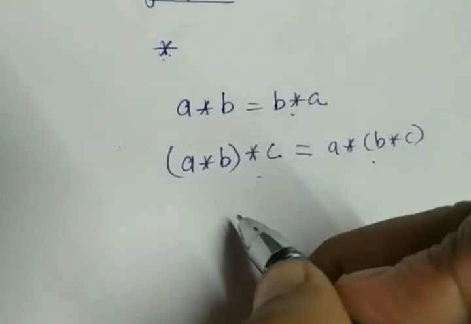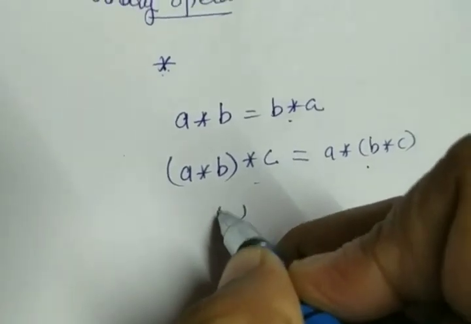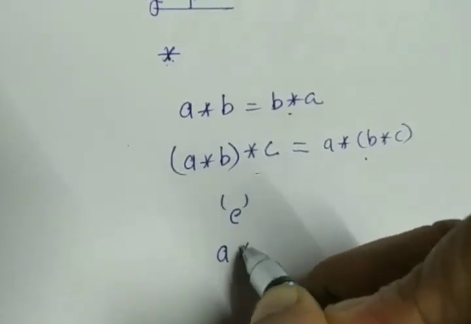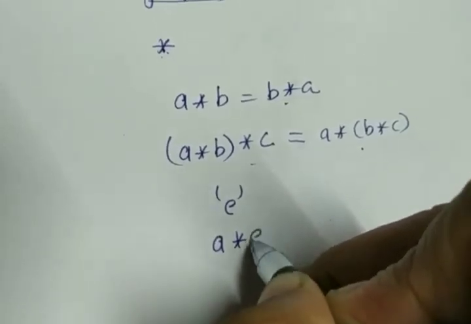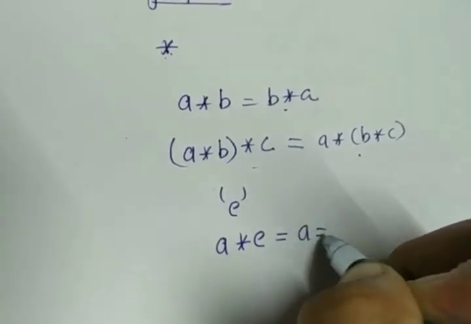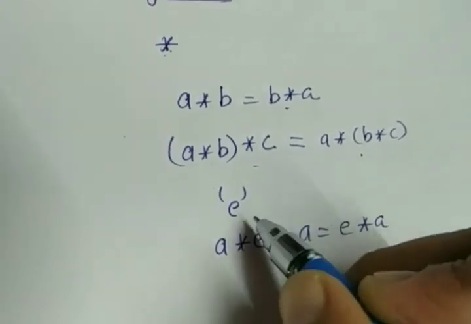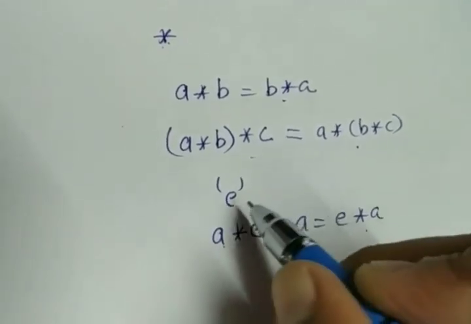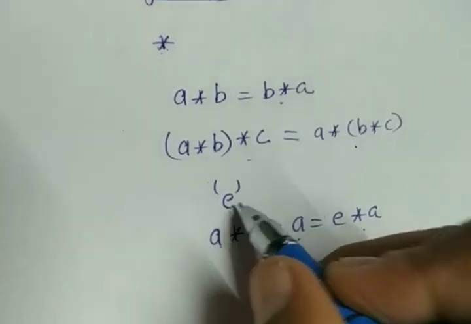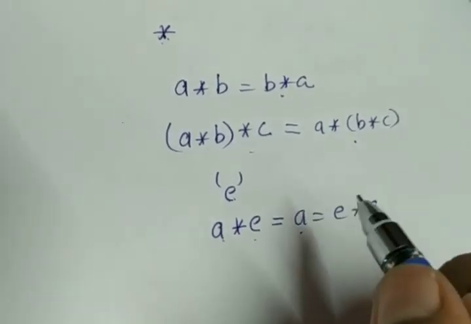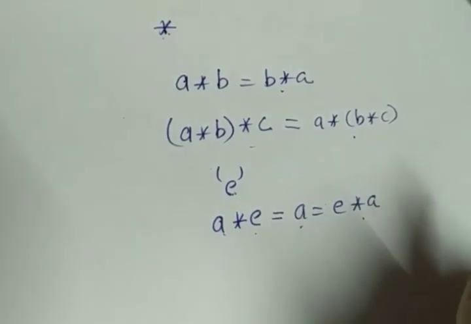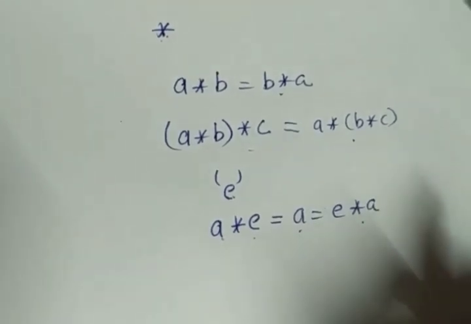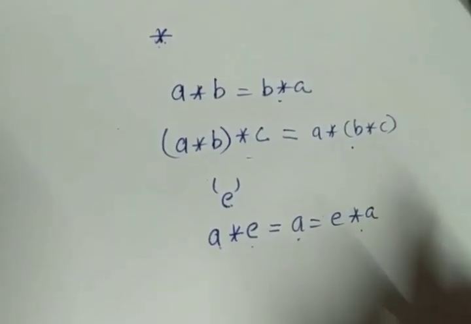To find the identity element, we will take e as the identity element, and we will put the condition a star e is equal to a is equal to e star a. If you are able to find an e such that a star e equals a equals e star a, then e is called the identity element. For each and every element, the identity element remains the same. That means for a set, the identity element is unique.